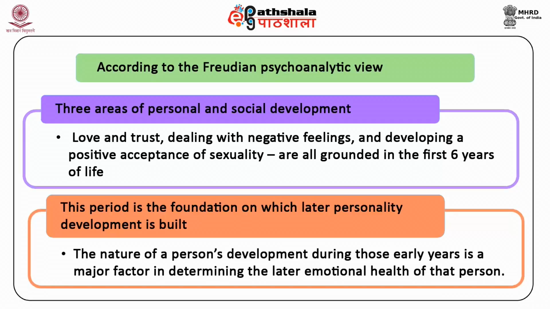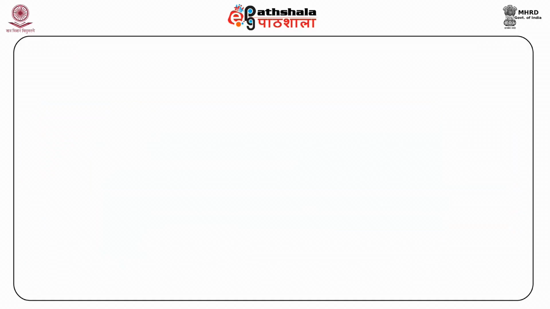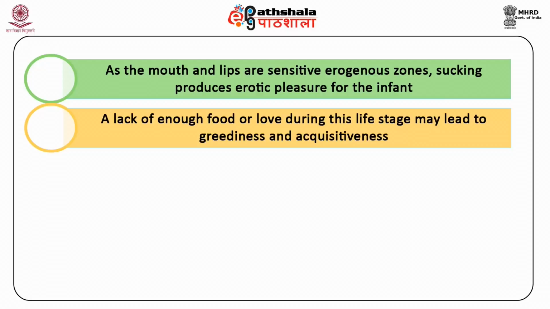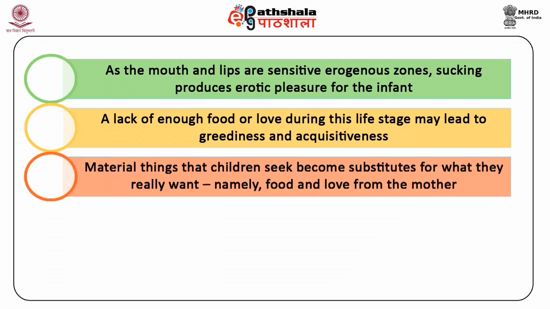The nature of a person's development during those early years is a major factor in determining the later emotional health of that person. The first year of life. Freud labeled this year of life as the oral stage. As the mouth and lips are sensitive erogenous zones, sucking produces erotic pleasure for the infant. A lack of enough food or love during this life stage may lead to greediness and acquisitiveness. Material things that children seek become substitutes for what they really want, namely food and love from the mother.